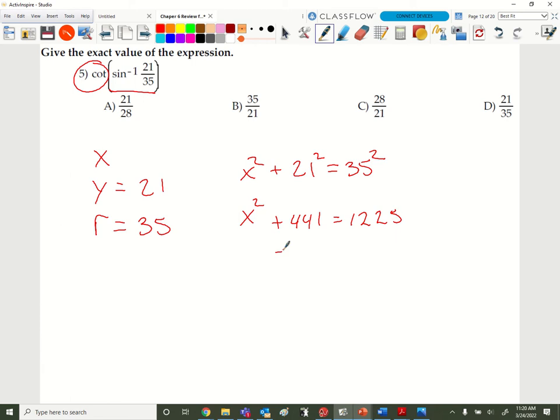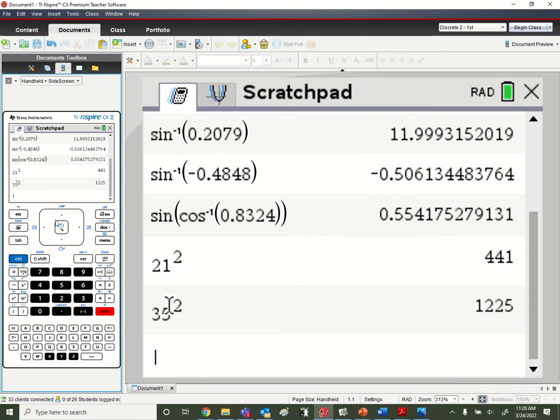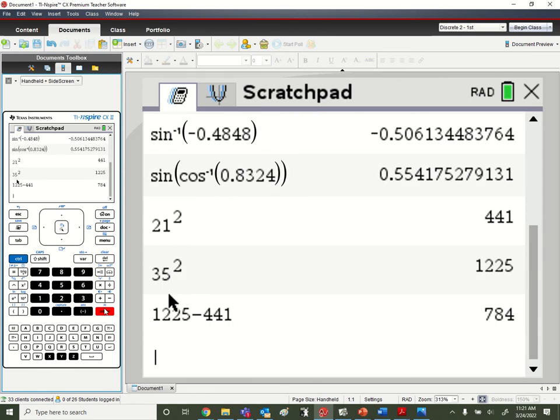So subtract 441 from both sides. So x squared is equal to, is that 8, 7 something. I don't know. I don't want to mess this up because I don't want to do my video over again to make it look like I actually know what I'm doing. So 1225 minus 441 equals. And so we're eventually going to take the square root of that.